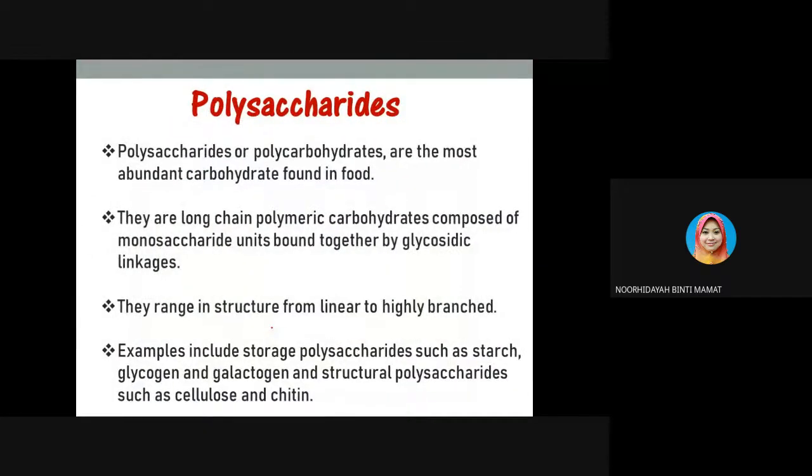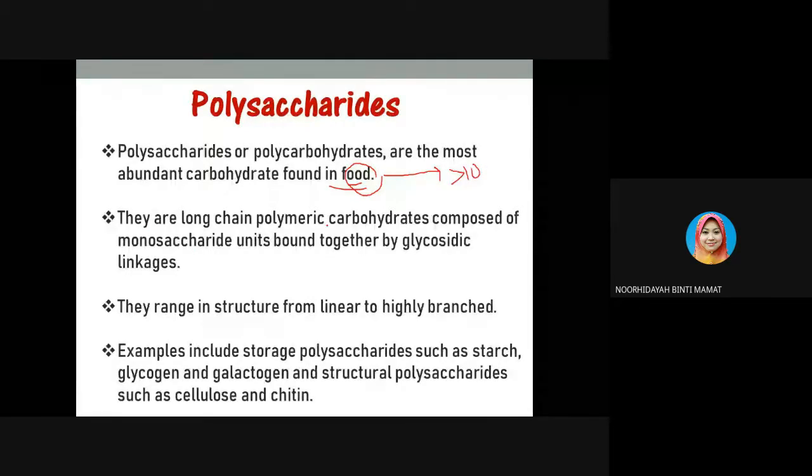Now we are talking about polysaccharides. These polysaccharides, like disaccharides, are actually polymers. Polysaccharides or polycarbohydrates are the most abundant carbohydrates found in food. Most foods have a longer chain, with more than 10 simple sugars. They are long chain polymeric carbohydrates composed of monosaccharide units bound together by, as we just talked about, the glycosidic linkage or glycosidic bond.